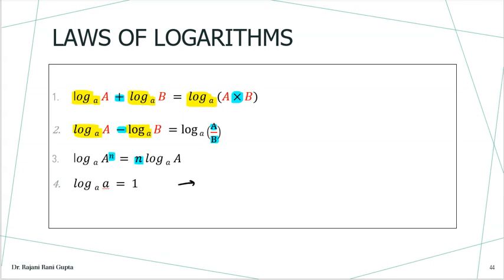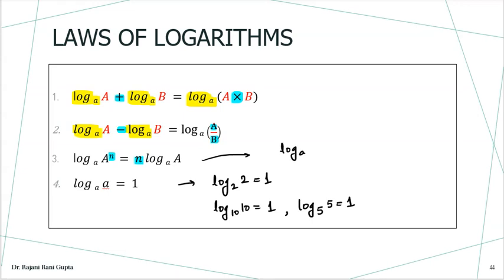For this, consider log to the base 2 of 2. It is 1. Or log to the base 10 of 10 is 1. Similarly, log to the base 5 of 5 is 1. So if the base and the number are the same, the value is 1. In this case, you can take the example that if you have log to the base a of 3 to the power 2, this power comes under multiplication. So this power goes here: 2 log to the base a of 3.